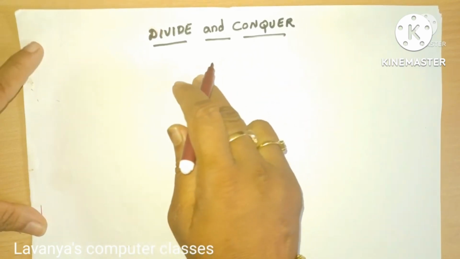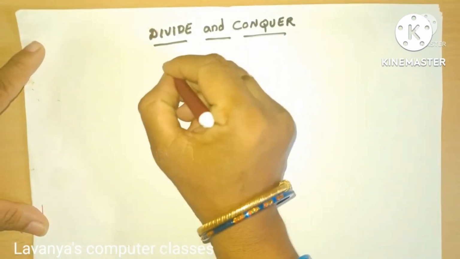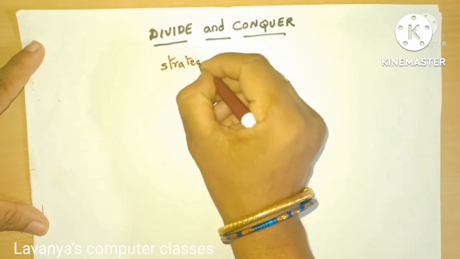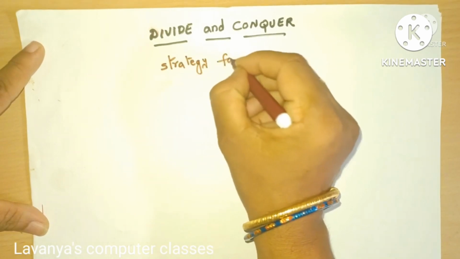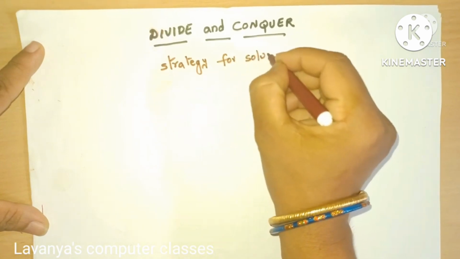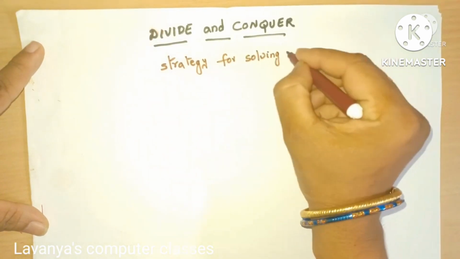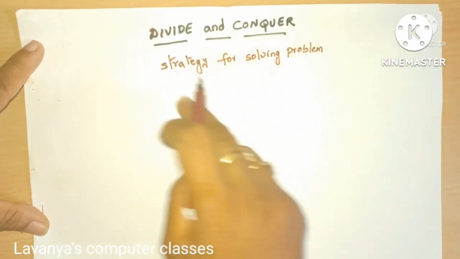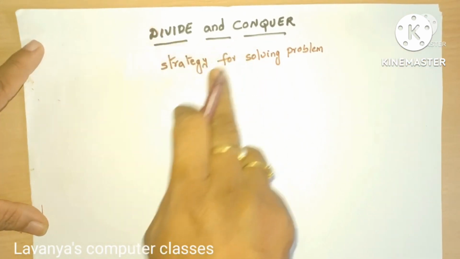So in the divide and conquer method, what does this mean? It is a strategy for solving a problem. We have so many strategies, and among these strategies, one method is the divide and conquer method.